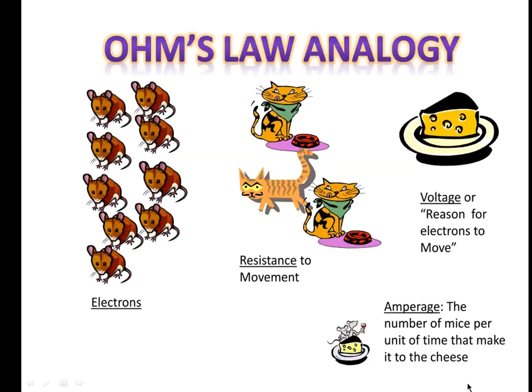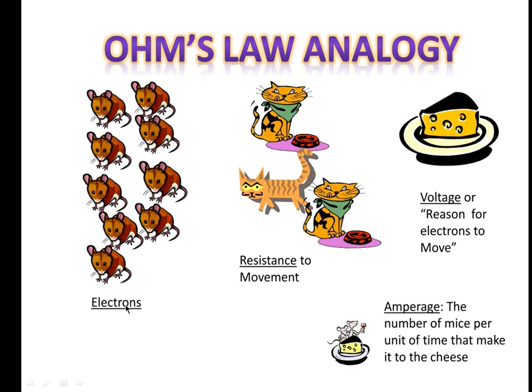I'll show you one more analogy for Ohm's law over here. As you're seeing, the rats want to get the cheese, right? What do they have in the middle? The rats want to move towards the cheese, but they have an obstacle in the middle. That is nothing but the cats.